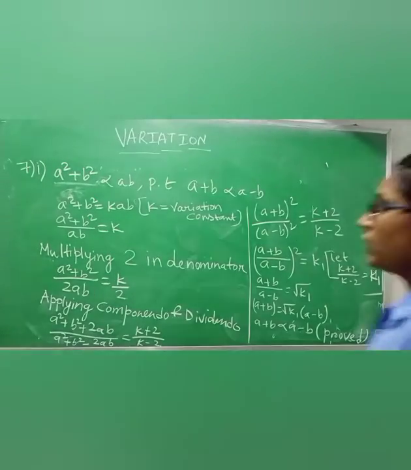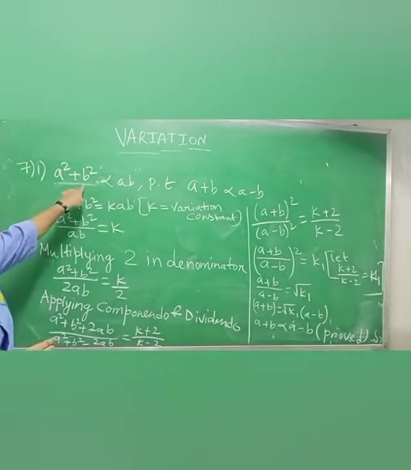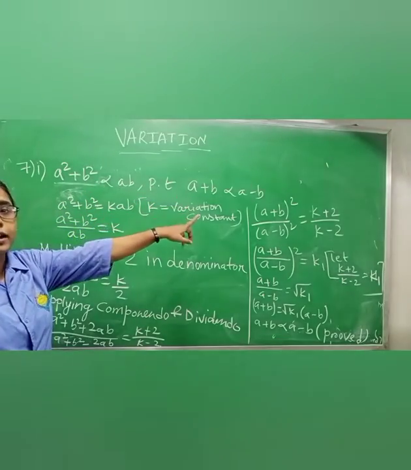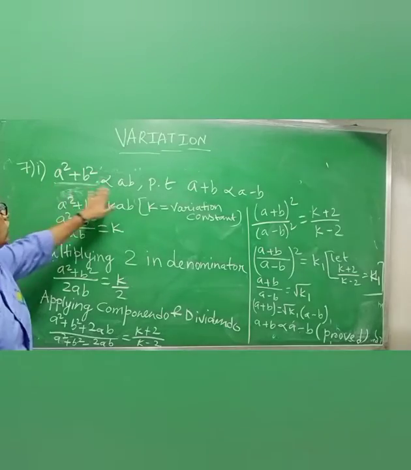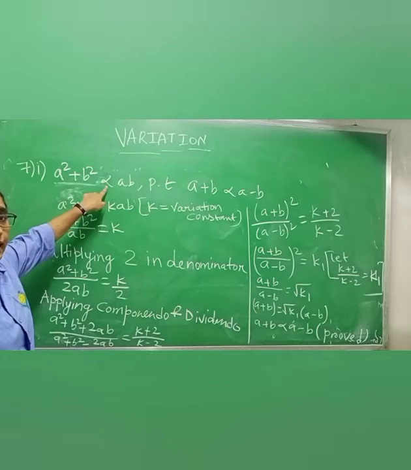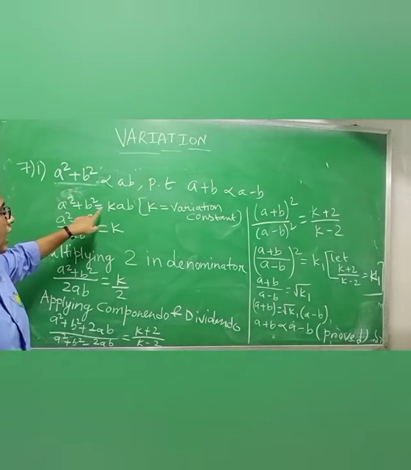Now class 10, 7.1. It is given a square plus b square varies ab. Prove that a plus b varies a minus b. So first of all, you will take a square plus b square equals to... I am removing this variation sign, so I have to put k and the equals to sign.